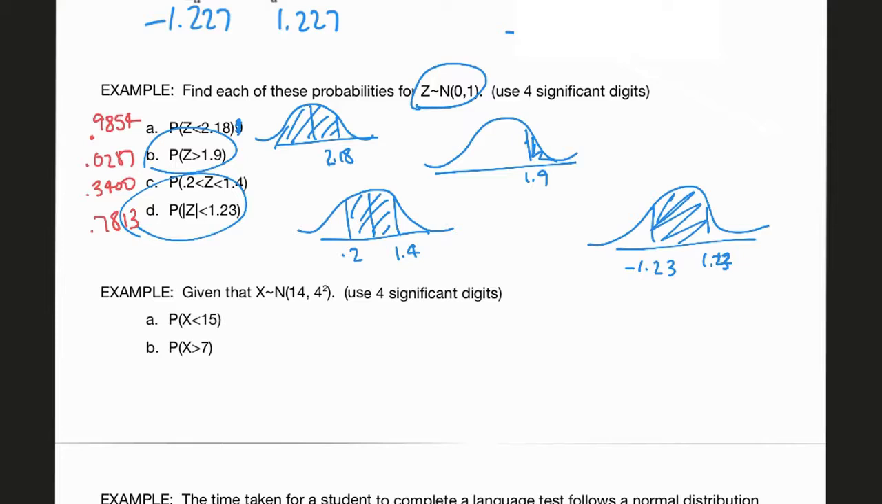So there's the answers in red next to the problems themselves. Okay, so again, hopefully you were able to get those answers on your calculator. If not, again, hit me up on Zoom.